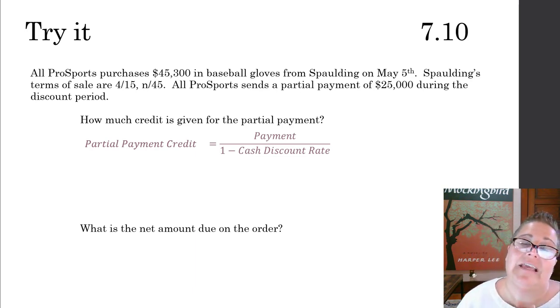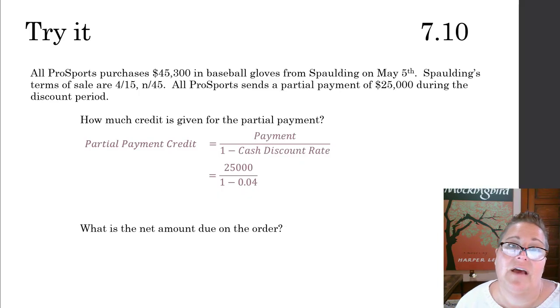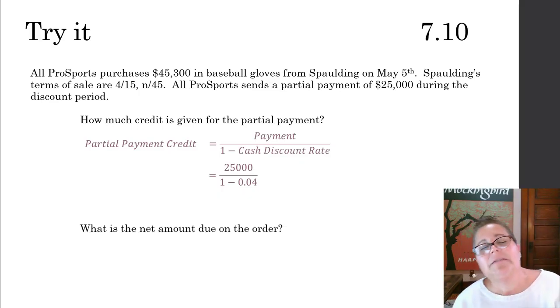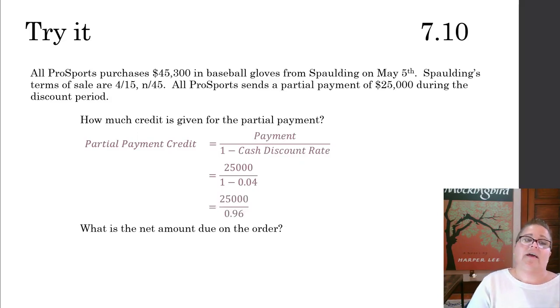So I need to find the cash discount. Well, the cash discount is in the terms of sale. Terms of sale are 4/15, n/45. That's a 4% discount if you pay in the first 15 days. The net amount is due in 45. So if I plug these numbers in, my payment is 25,000. My discount is 4% or 0.04. So my partial payment credit can be found if I take 25,000 and divide it by the complement of that 4%, or 25,000 divided by 0.96.